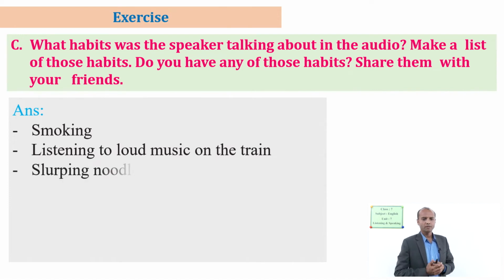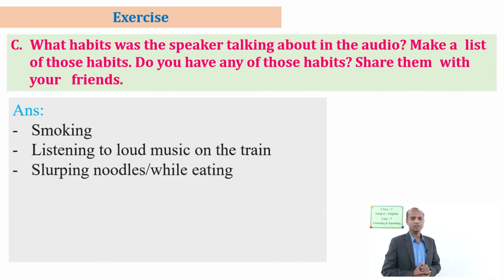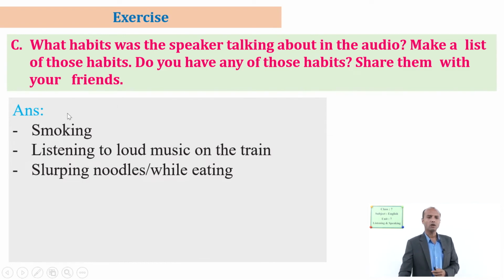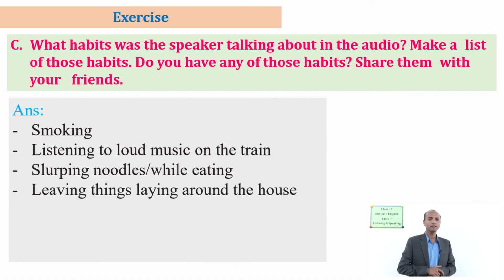The third is slurping noodles while eating, meaning producing a kind of noise while eating. This is called slurping. So this is another habit. So what is the next habit the speaker was talking about? Very good. Leaving things laying around the house, meaning you leave a lot of things here, something is left there, something is there. So is it a good or bad habit then? Yes, definitely. You have to arrange. It's a bad habit.